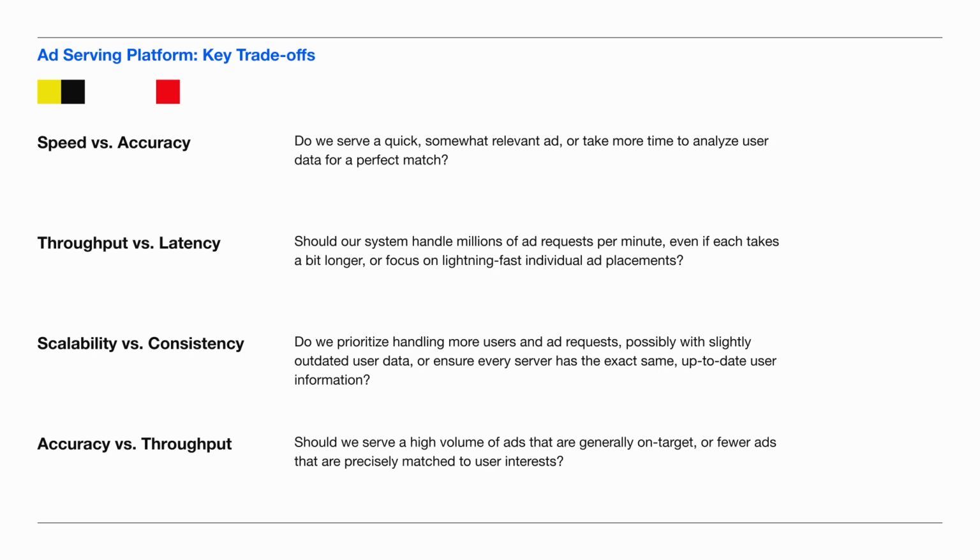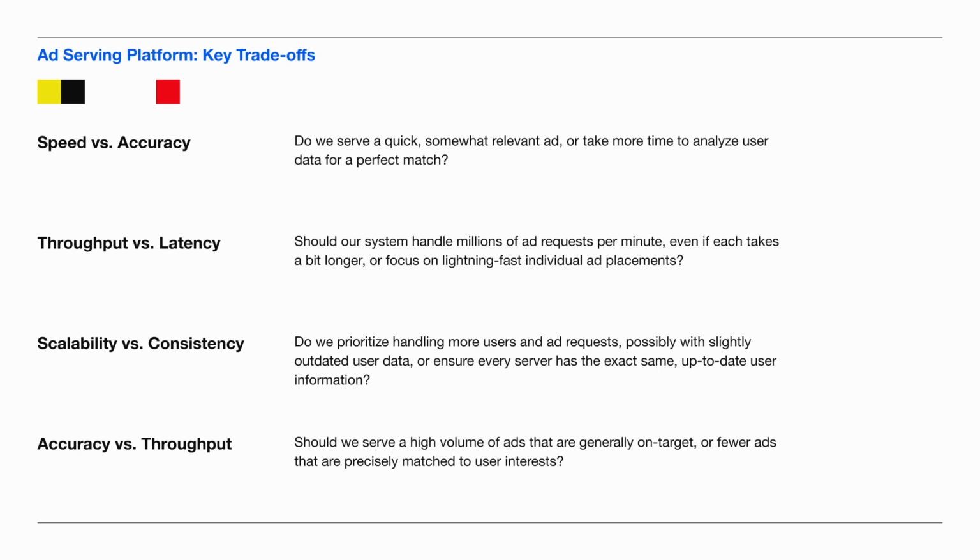Scalability versus consistency. Do we prioritize handling more users and ad requests, even if it means some servers use slightly outdated user data, or ensure every server has the exact same up-to-date information, potentially limiting our ability to scale quickly? It's a trade-off. Serve more users or keep the data perfectly synchronized.